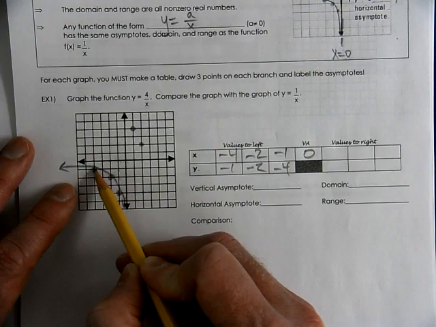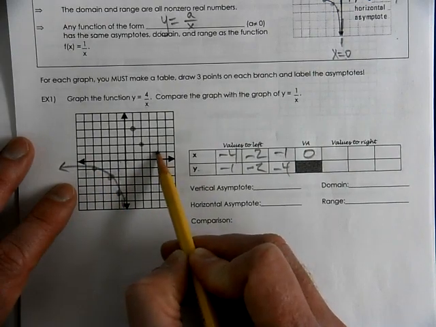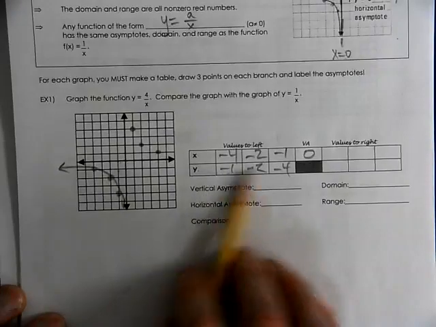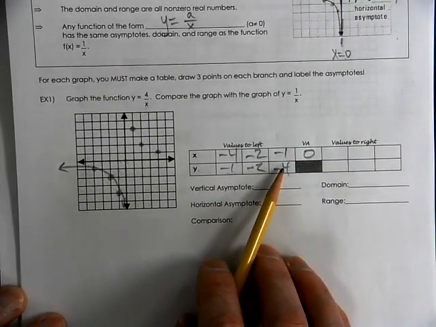4 to the left and 1 down. 4 to the right and up 1. So I know where those dots are supposed to be. I don't have to recalculate them all. I took a little bit of time to calculate the first set. I didn't use my calculator.